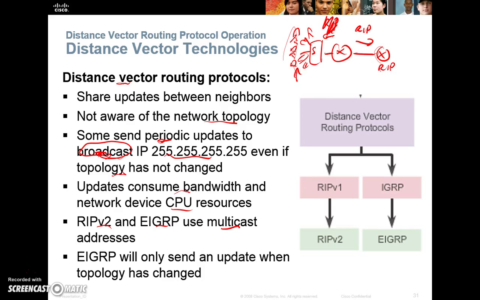One more advantage of EIGRP is that it will only send updates, sometimes called triggered updates. That means the update will only be sent when there's a change to the topology. No change, no update. Again, this will save you bandwidth and CPU utilization. Unlike RIP, even version 2 will keep on sending periodic updates even though nothing has changed.